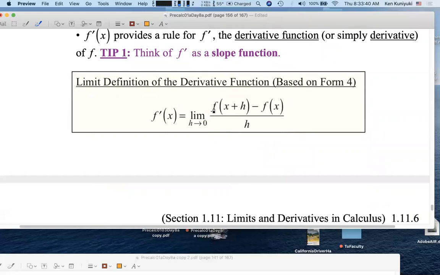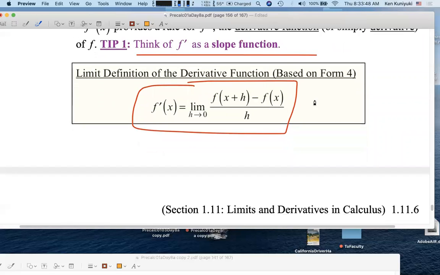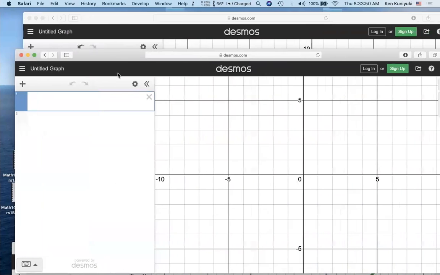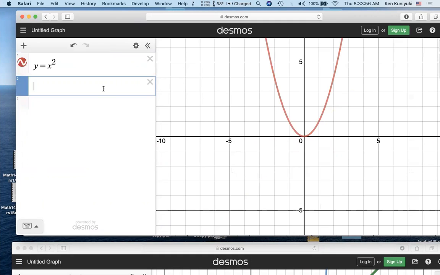This is the limit definition of the derivative. It's perhaps the most famous form. And you can think of the derivative function as a slope function. For example, here's y equals x squared. The derivative function is given by y equals 2x. So the value of 2x, the y-coordinate on the green graph, gives the slope of the tangent line to the red graph. At x equals 0, 2x equals 0, the y-coordinate on the green graph is 0, so there's a horizontal tangent line for the red graph.